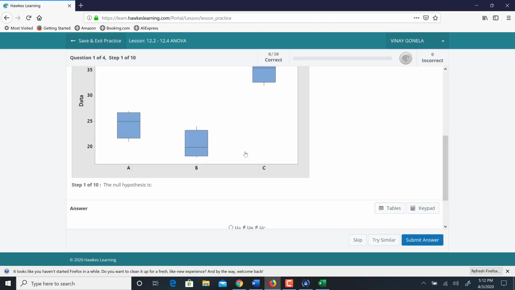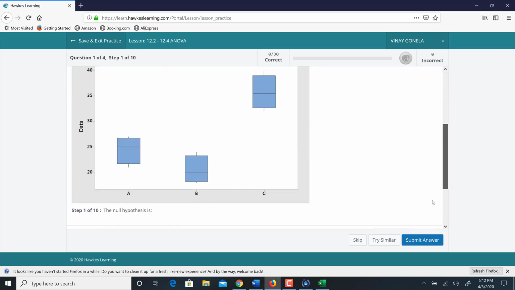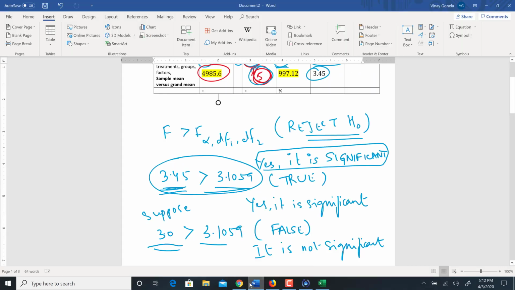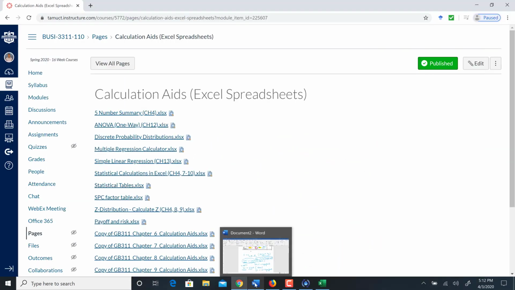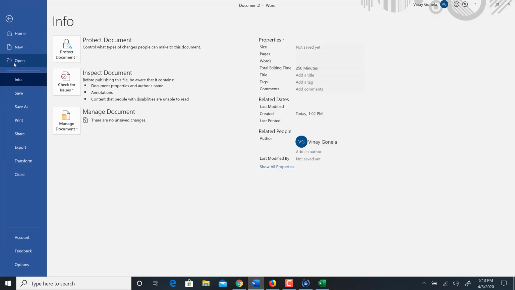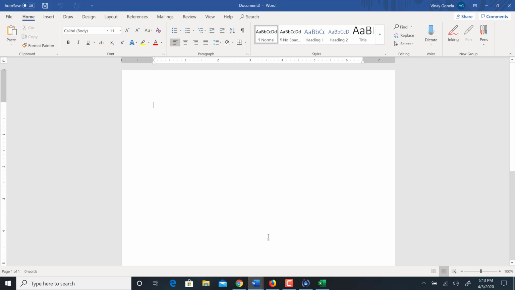Let's see if you can do this kind of problems. This is when data is given, how do you solve a problem. In this, again, we will be discussing hypothesis testing. So I will open up a new page.